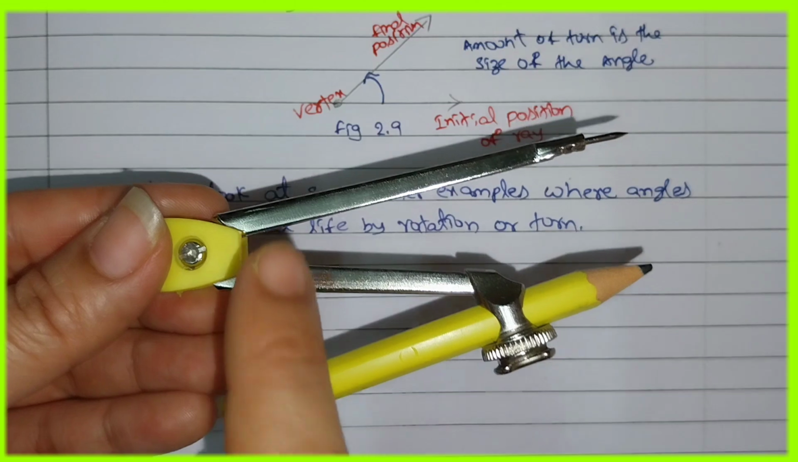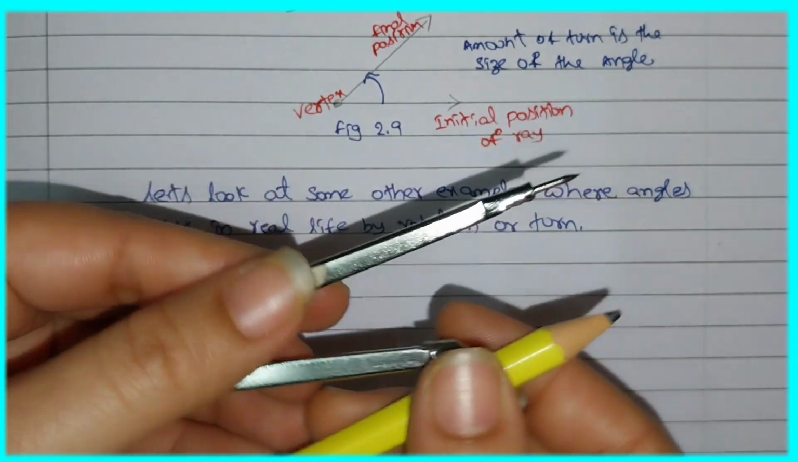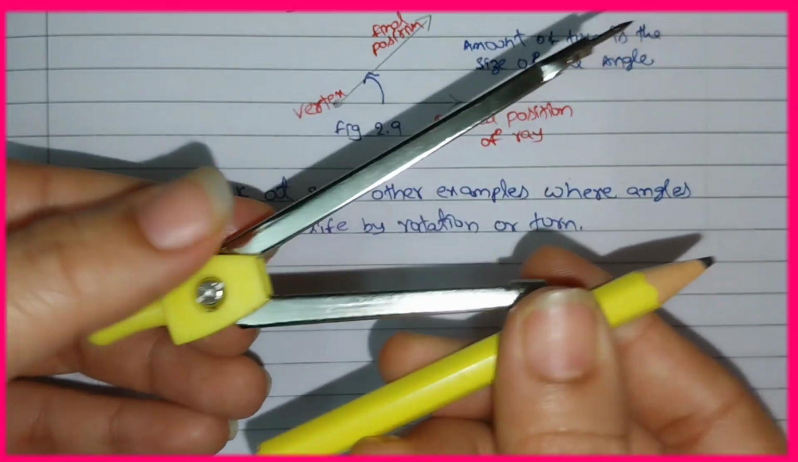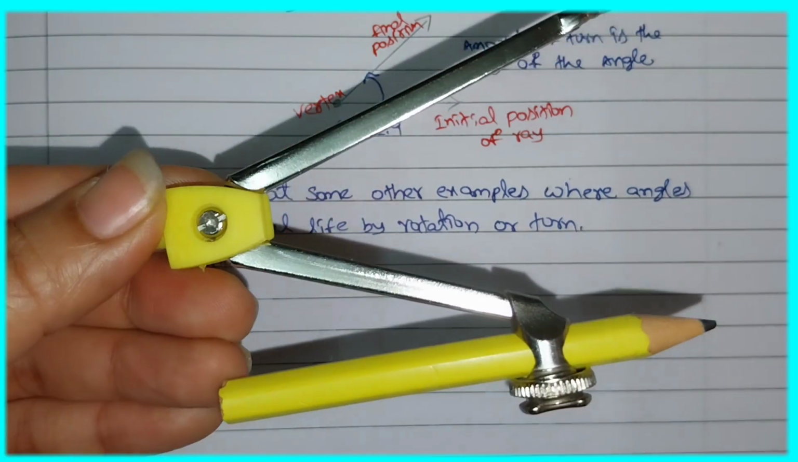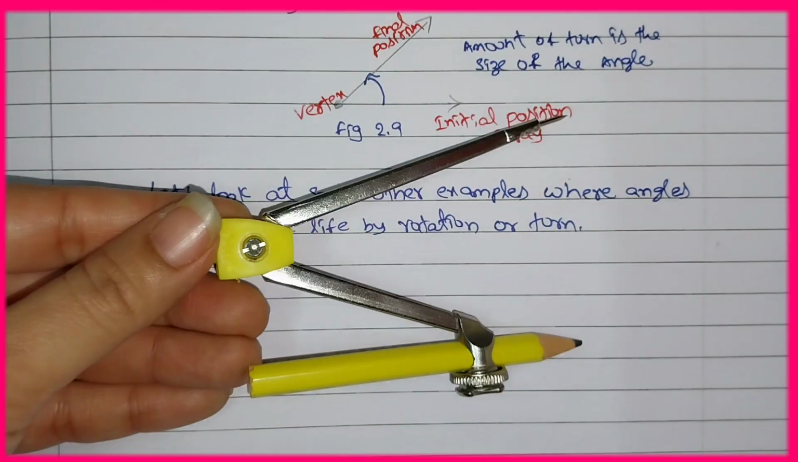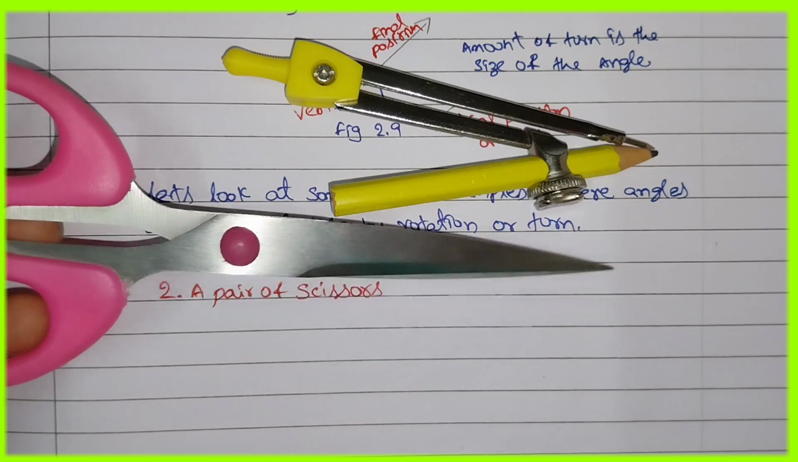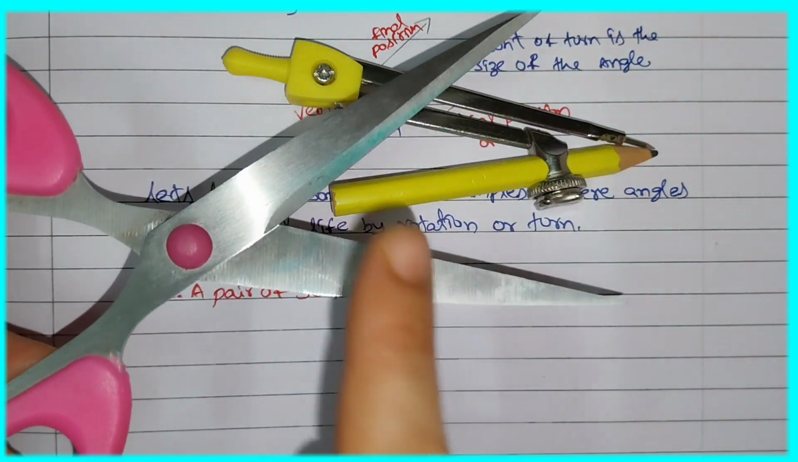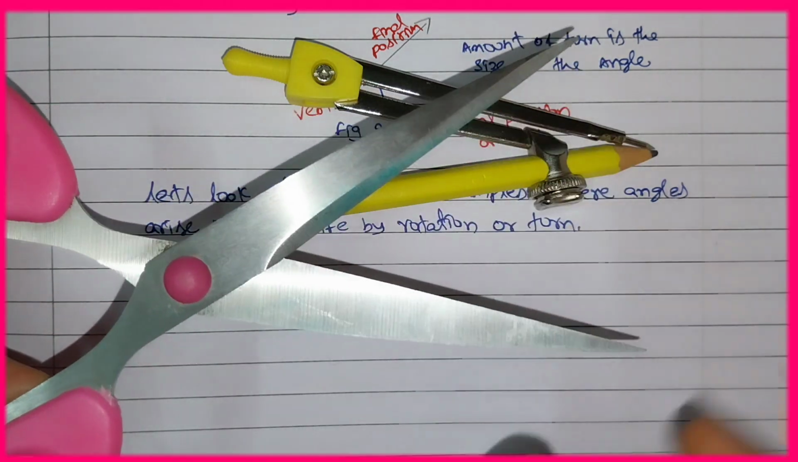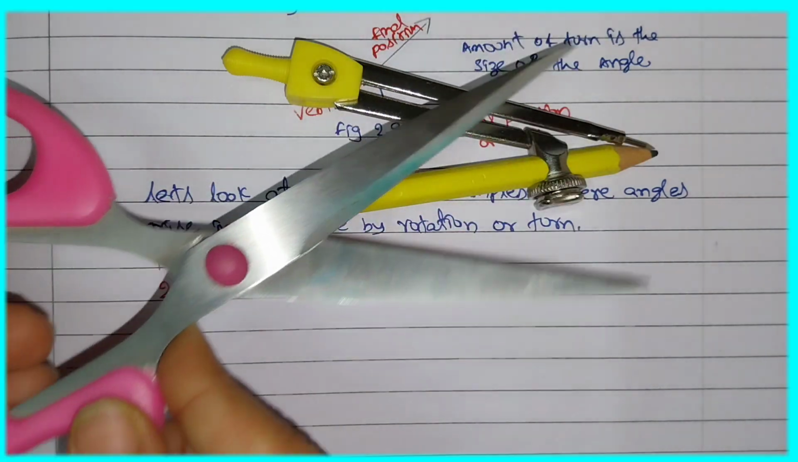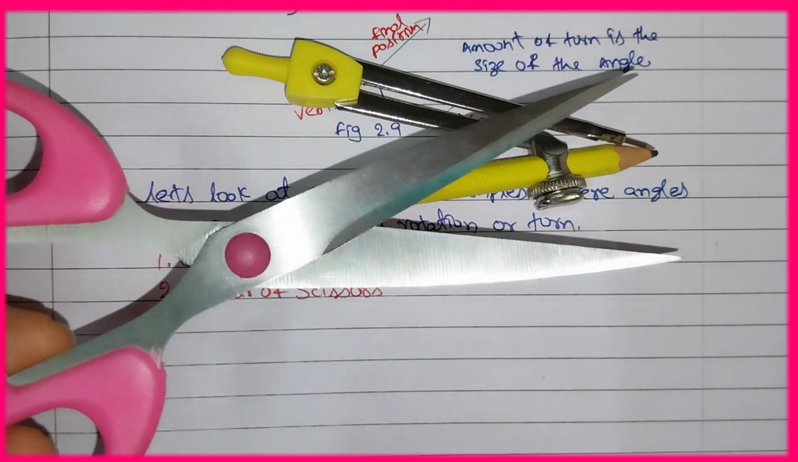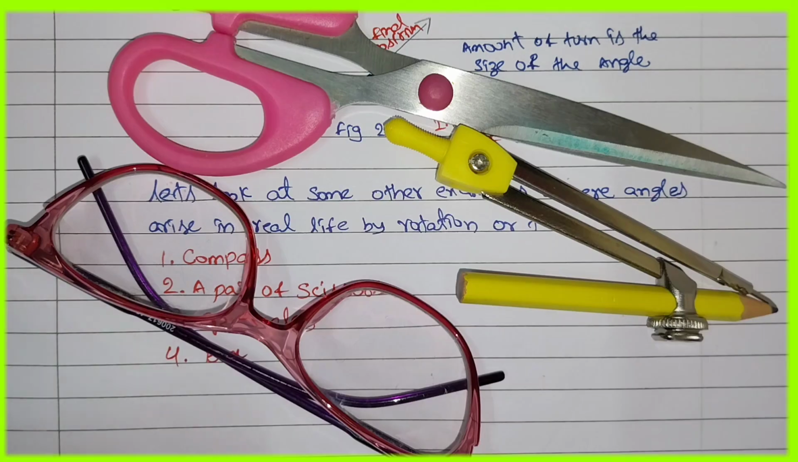Angles are not just in math books, we see them everywhere in real life. First one is a compass. When you open and close the arms of a compass, the point where the two arms join is the vertex of the angle. The more you open it, the bigger the angle. Next, a pair of scissors. The screw where the blades join is the vertex. The blades are the arms. When you open the scissors, the size of the angle increases.